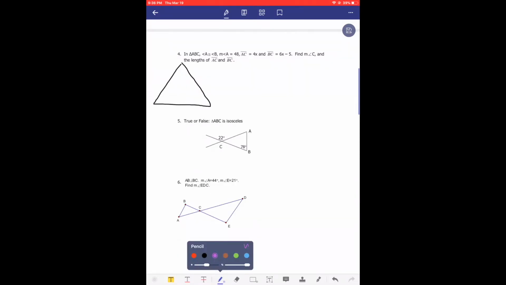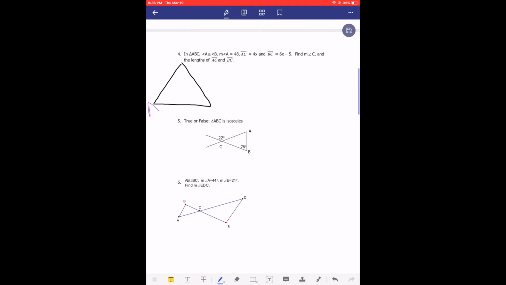Question 4. In triangle ABC, angle A is congruent to angle B. Measure of angle A equals 48. Line segment AC equals 4x, and line segment BC equals 6x minus 5. Find the measure of angle C and the lengths of line segments AC and BC.